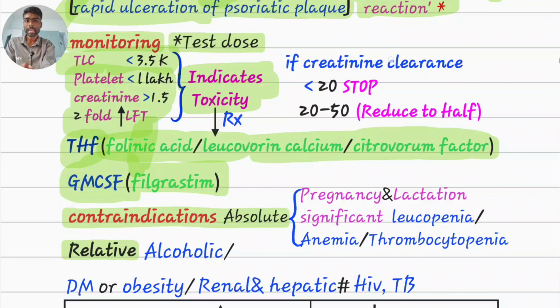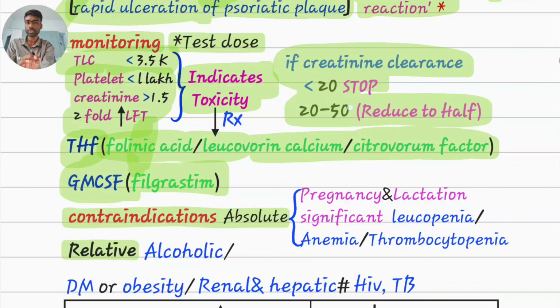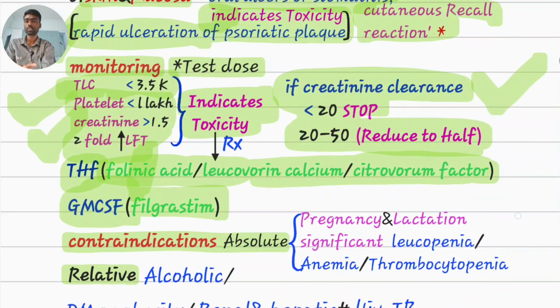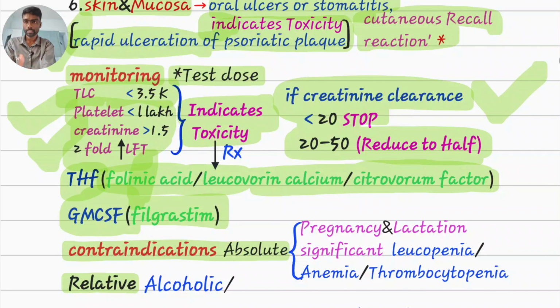If creatinine clearance is less than 20, we have to stop the drug. If it is in between 20 to 50, we have to reduce the dosage to half. This is based on renal function tests. This is liver function test. This is CBC. All this we have to do before giving the drug. And then we have to give a test dose of 2.5 to 5 mg. Then after 1 week, we have to redo the test. If normal, we will proceed to the actual dosage of 5 to 15 mg per week.